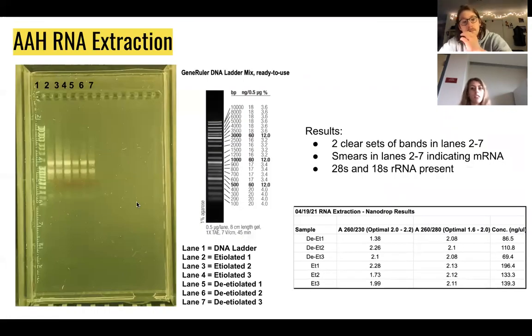Then we extracted the RNA and quantified it with molecular absorbance spectroscopy and analyzed it using gel electrophoresis. All 6 RNA samples in lanes 2 through 7 showed 2 distinct sets of bands that indicate the 28S and 18S rRNA. But as you can see in lanes 2 through 7, there's also some smears, which indicate the actual mRNA, because mRNA transcripts exist in all different lengths, so they will therefore reach different points on the gel.